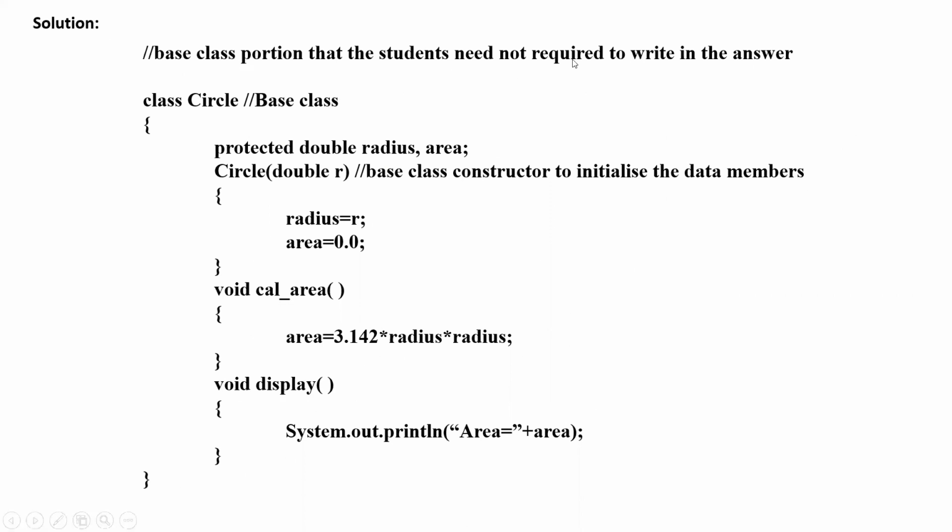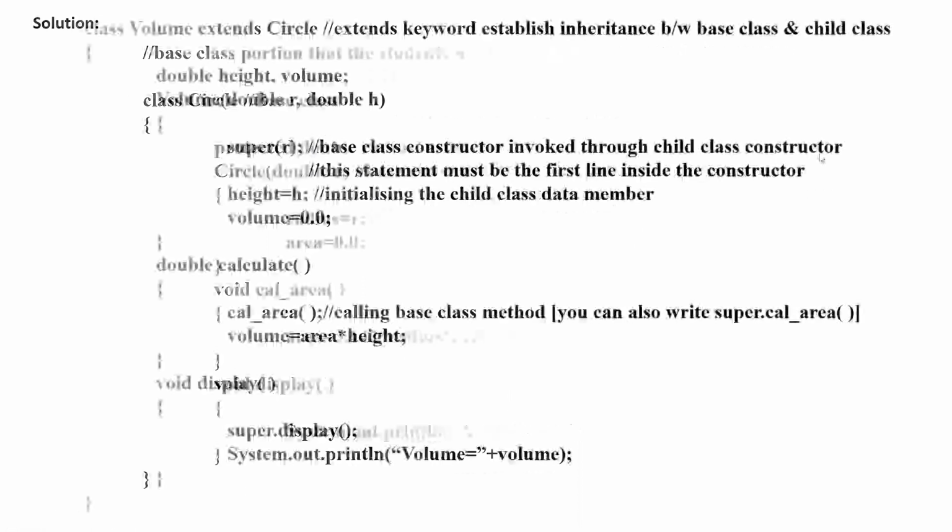So protected double radius and area. You see the parameterized constructor Circle with double R, radius equals R, area 0.0. Calc area is computing the area and display is displaying the area. So this is the base class. Let's move on to the child class now.